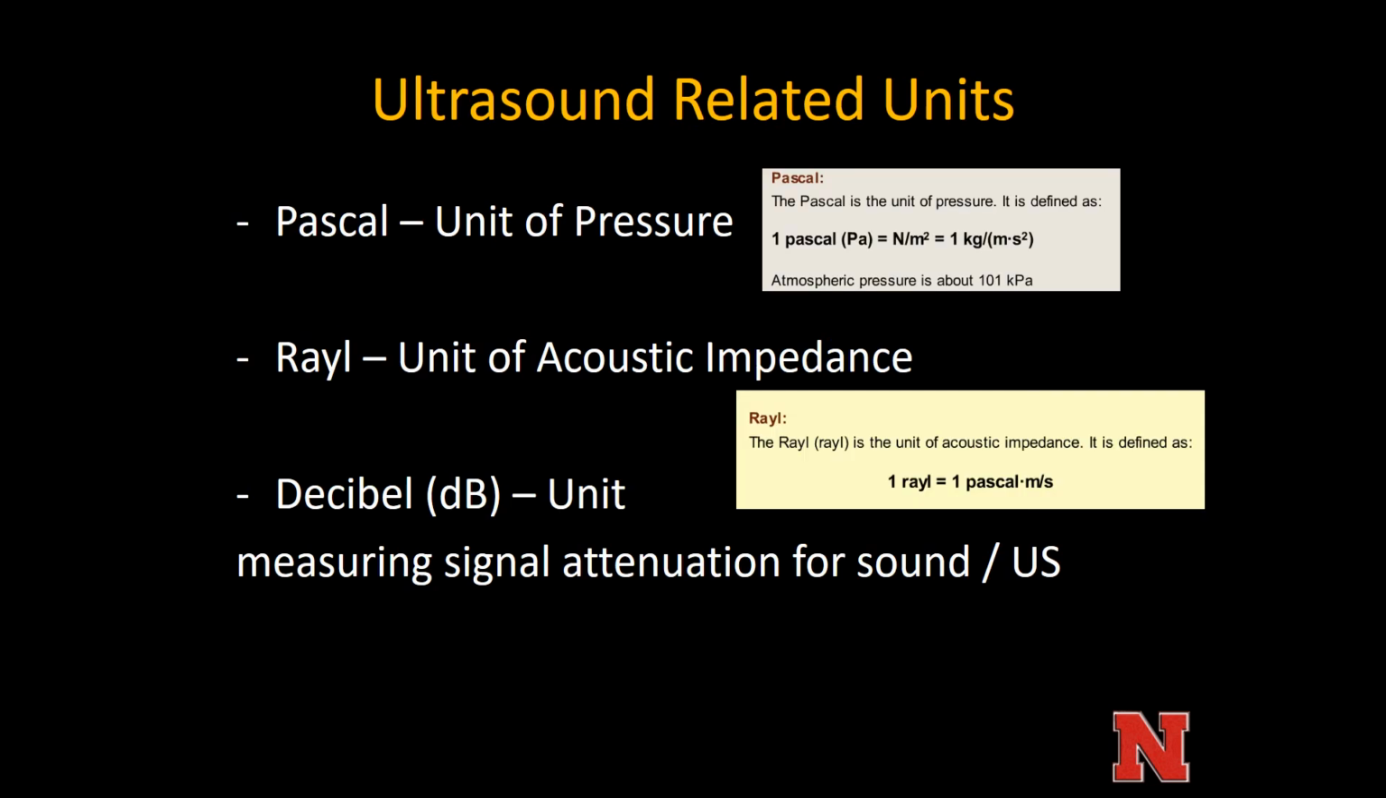Ultrasound related units, we'll get into all these in more detail in the modality specific lectures. A Pascal is a unit of pressure. It's defined as, well, you can read that there. Atmospheric pressure is about 101 kilopascals, just to put it into perspective for you. A Rayl is a unit of acoustic impedance. A decibel is a unit measuring signal attenuation for sound and ultrasound. We'll get into those in more detail in the ultrasound videos.